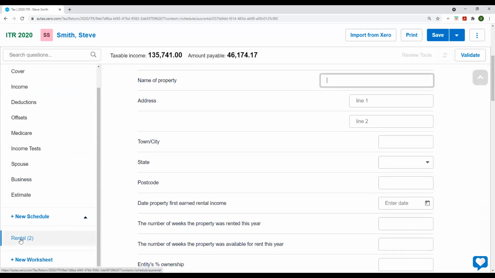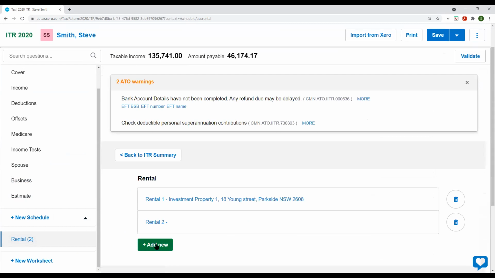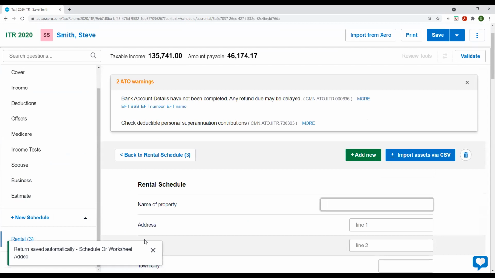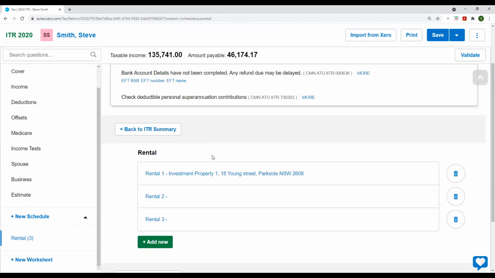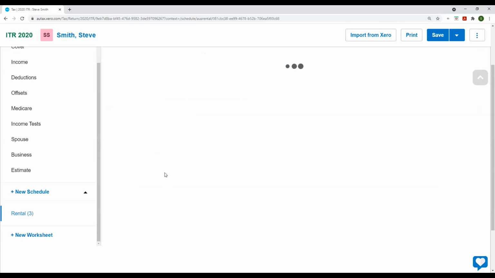If you have new properties, you can add a new one, or you can click here. It will add more and more properties. In this example, Steve Smith may have 3 rental properties in different locations. Each rental property should be reported separately. That's easy for us. So I will click the first one.